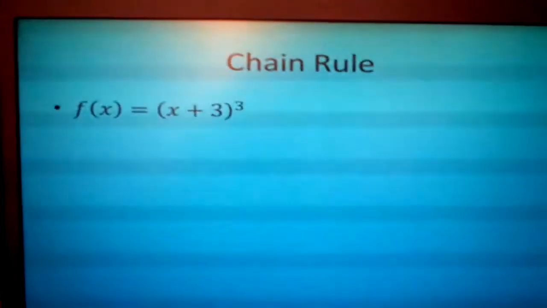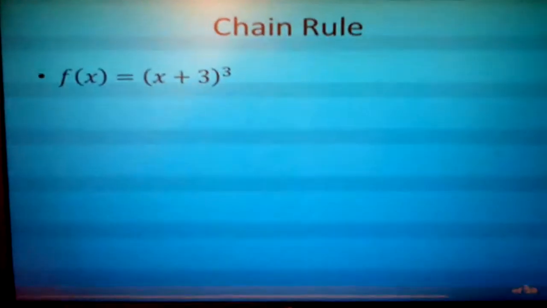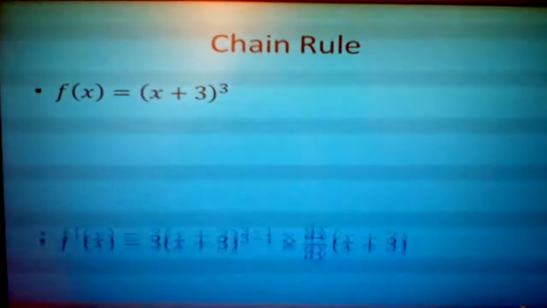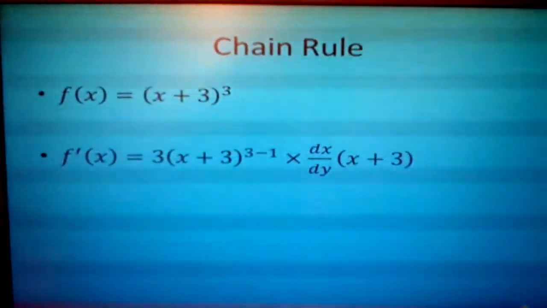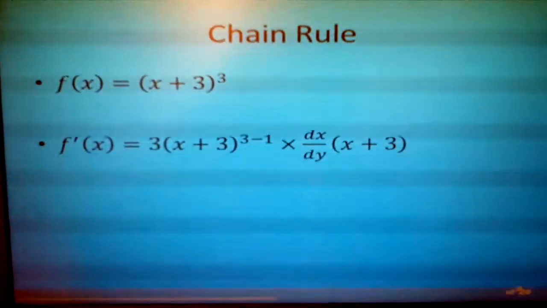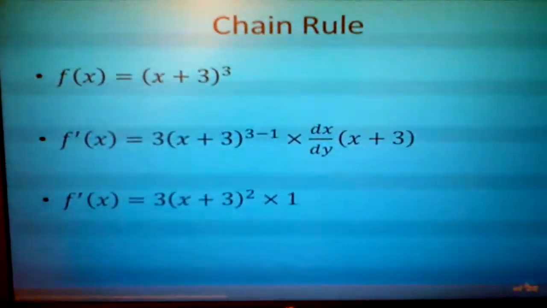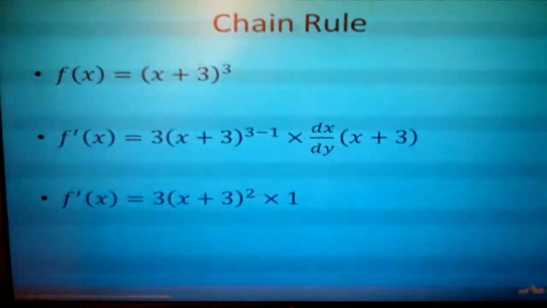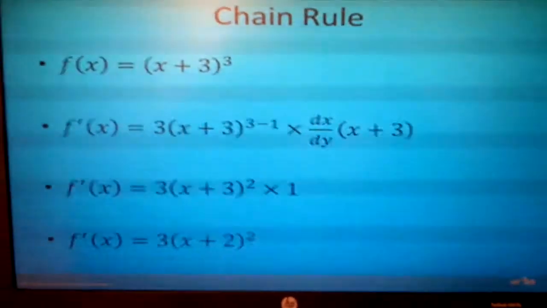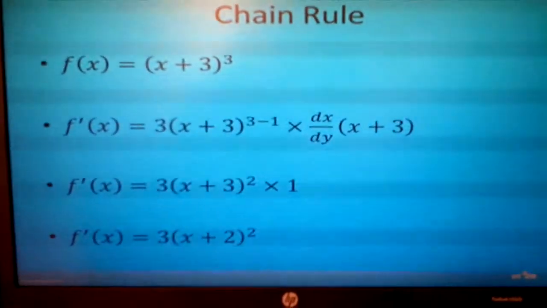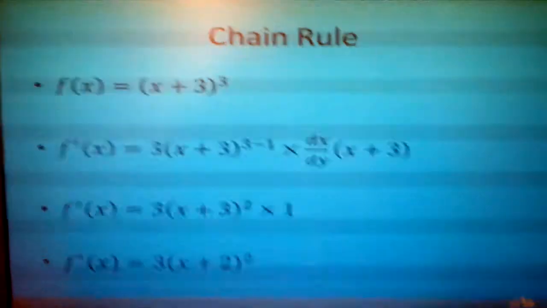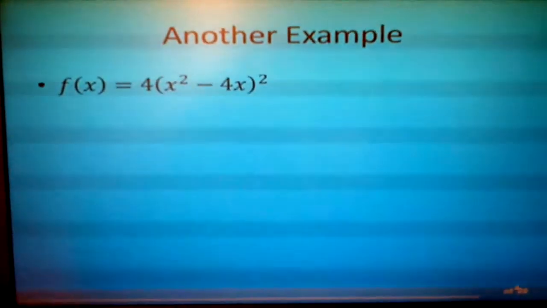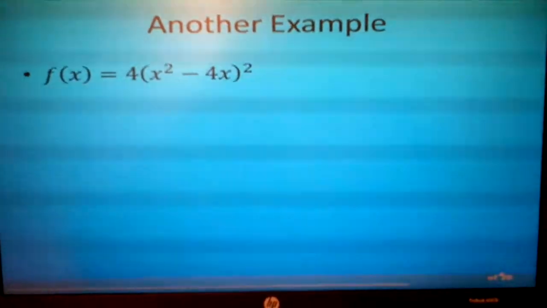Here for the chain rule, we have (x + 3) all cubed. Now the first step is to take the 3 down, take it out front and multiply it, reduce the exponent by 1 and multiply by the derivative of the middle. So we have 3 times (x + 3) all squared times 1, so it's just 3 times (x + 3) squared. Here this example is 4 times (x squared minus 4x) all squared.